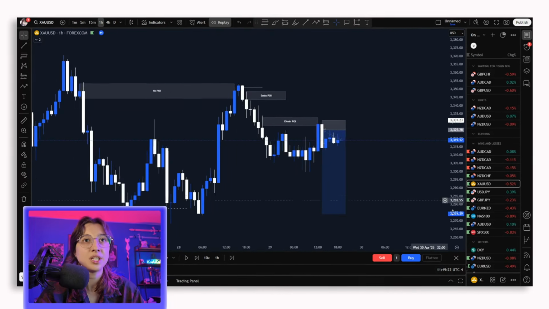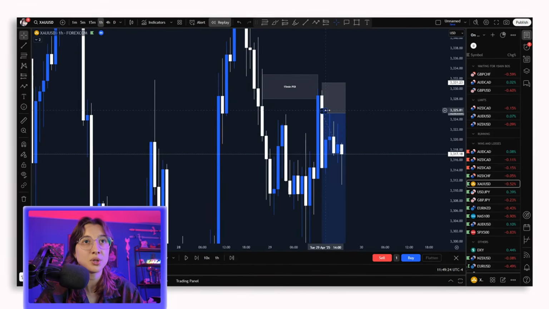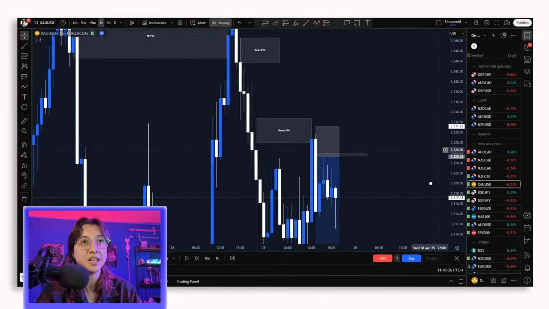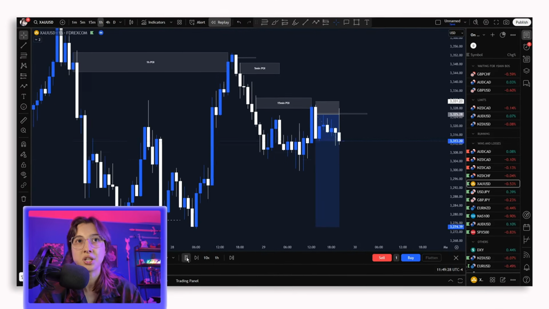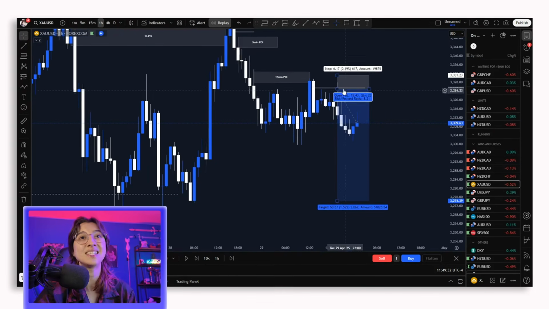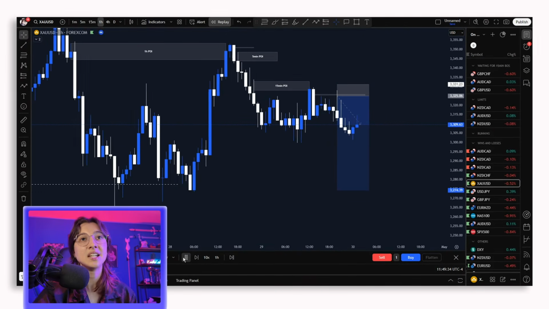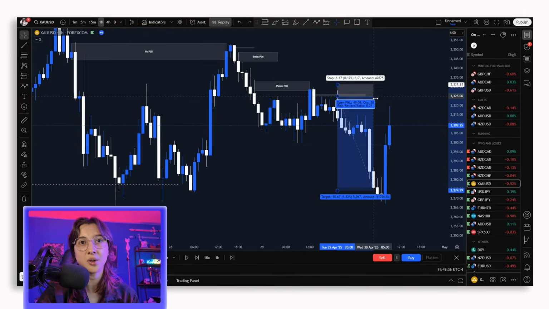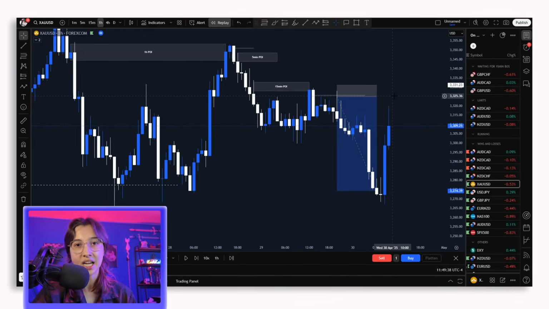So as you can see right here, price came close to tap into the POI multiple times but didn't. But we need to be patient. So bam, as you can see, after being patient, later on price came back into the POI and straight away after that pushed down and hit all our take profits.